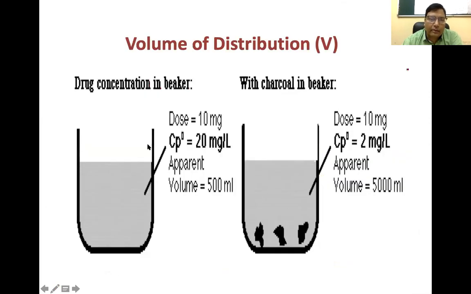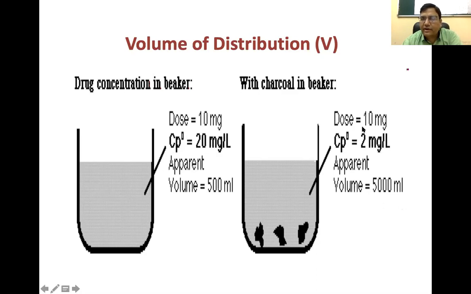So if we take a normal beaker with water in it, and we add a drug in a dose of 10 milligram, and we get a plasma concentration of 20 milligram per liter, then if we calculate the volume, it is 10 upon 20, that is 0.5 liter or 500 ml. So that is the volume of this beaker. And when we add some charcoal, you must know that charcoal acts as an adsorbent. So what happens? It absorbs the drugs.